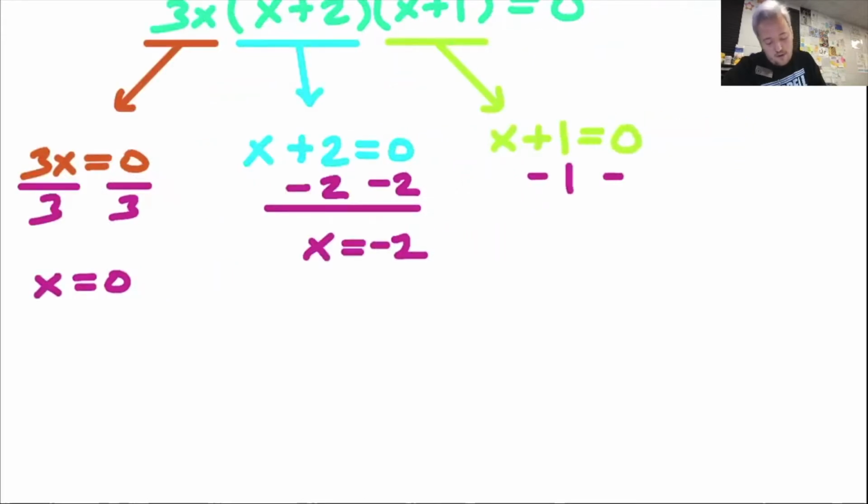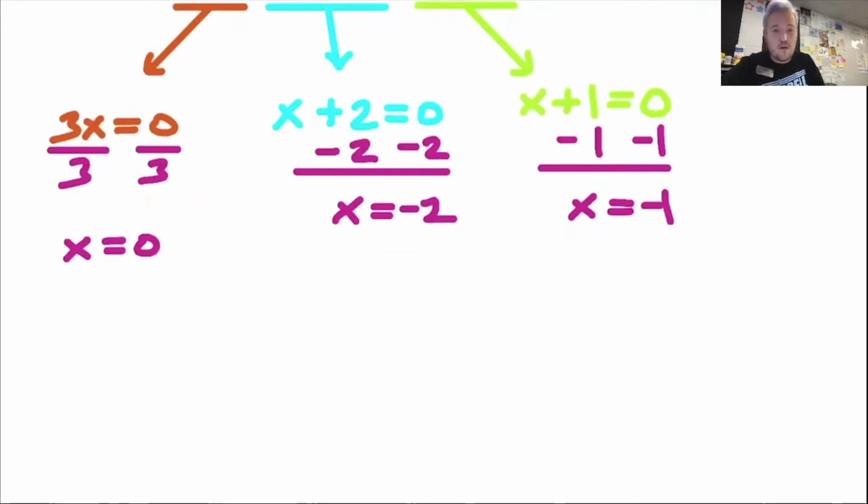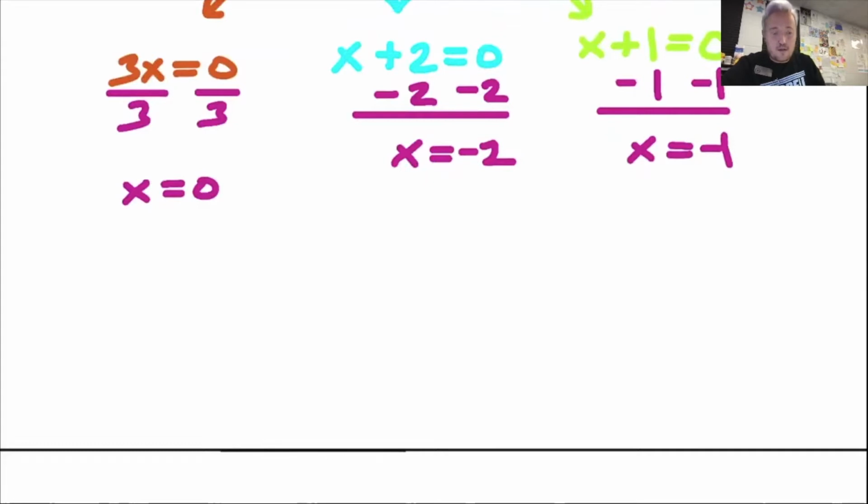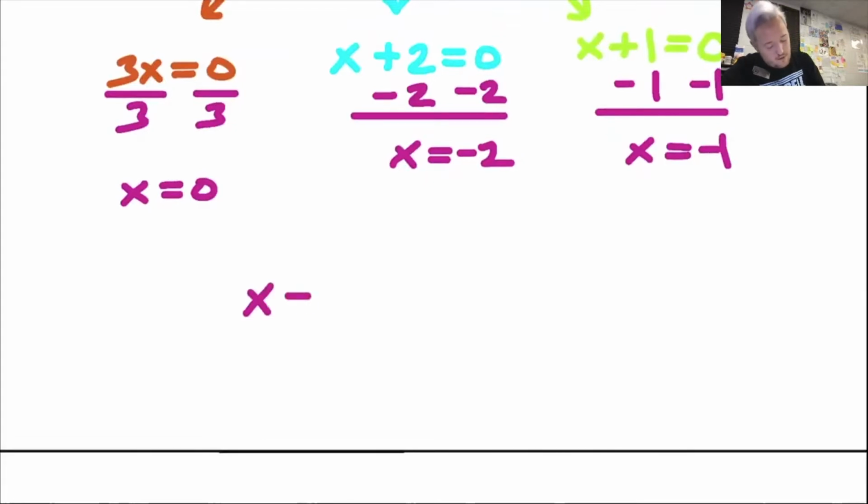And similarly over here, subtract 1 on both sides. So we have x equals negative 1. All right, so now I'm going to write this as my final answer. So I'm going to have x equals negative 2, negative 1, and 0.